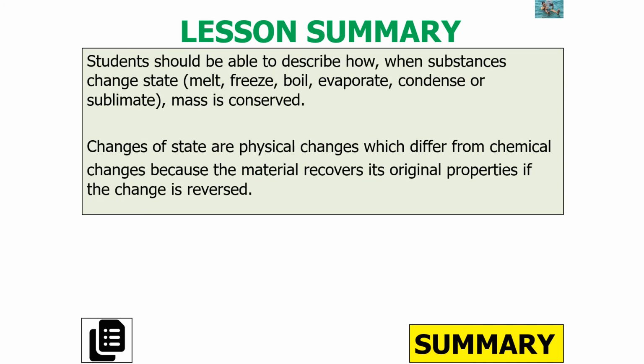Now you should be able to describe how, when a substance changes state, either melts, freezes, boils, condenses or sublimates, mass is conserved. And changes of state are physical changes which differ from chemical changes because the material recovers its original properties if the change is reversed.